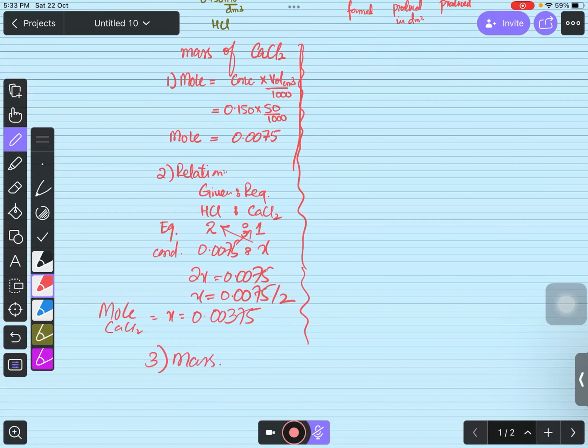बच्चों, we already know that आपको मास निकालने का फॉर्मूला क्या है? मास निकलता है मोल्स इनटू Mr से. बच्चों हमें मास किसका निकालना है? मास हमें निकालना है कैल्शियम क्लोराइड का. मास जब कैल्शियम क्लोराइड के निकालना है तो मोल्स भी किसके लगेंगे? कैल्शियम क्लोराइड के. और Mr भी किसका लगेगा?